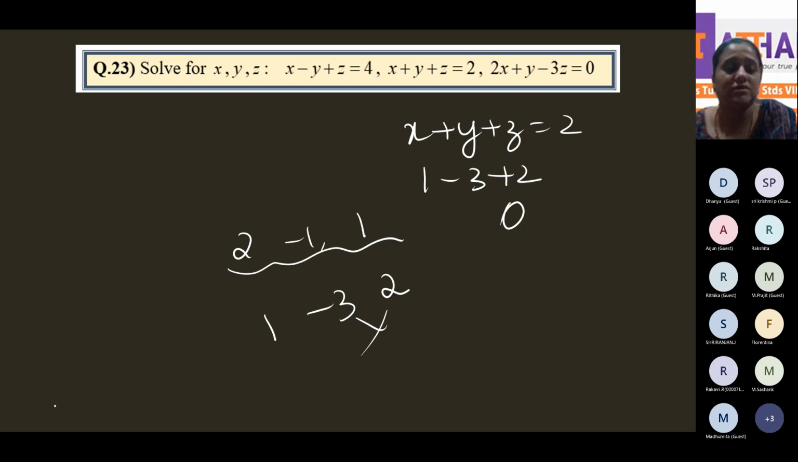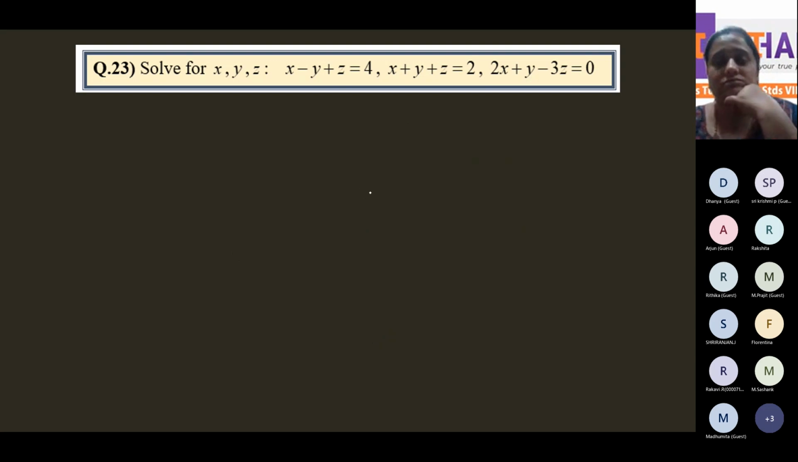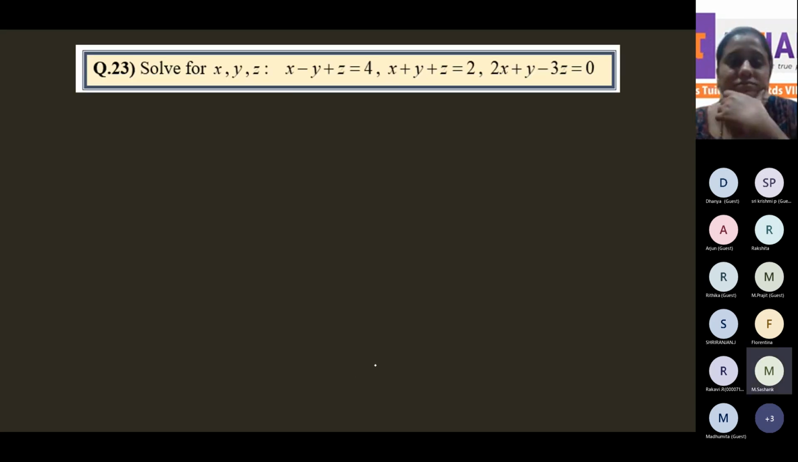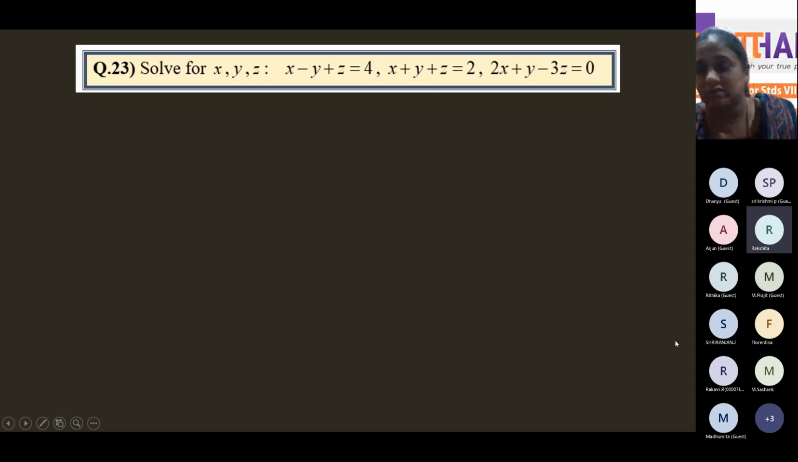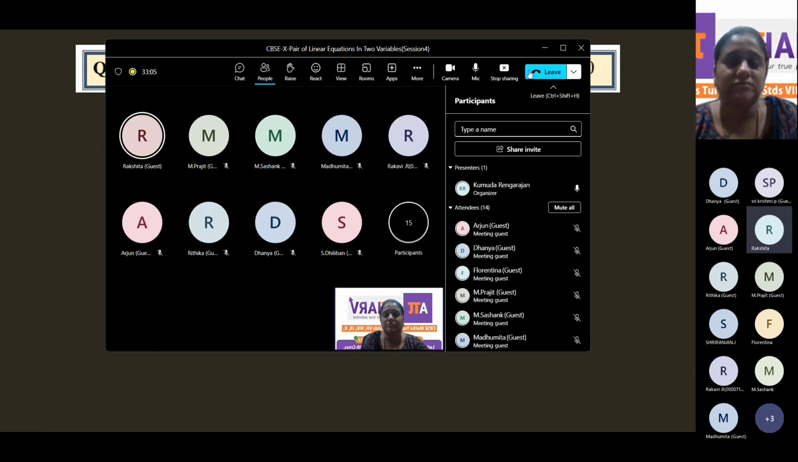Anybody else? Yeah, Madhumita, tell me. Ma'am, but y is -3, ma'am. No, ma'am. Is it Sashank? No, ma'am, I found. Sorry, no, ma'am, sorry. Ma'am, I'm getting x equal to 2, z equal to 1, and y equal to -1. Yeah, that looks right. Yes. Correct.